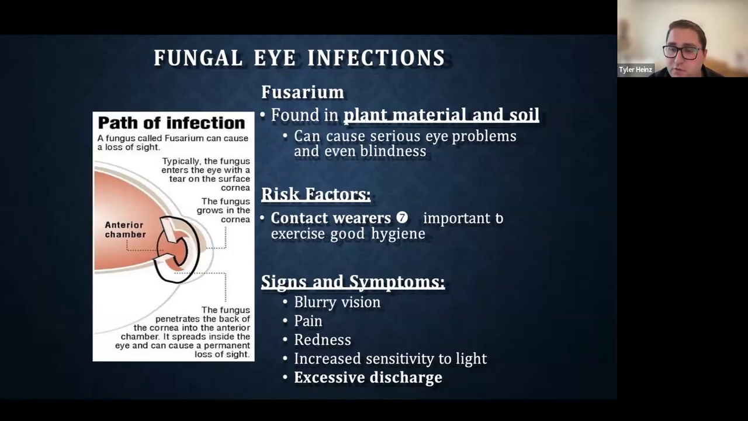And you want to make sure that you really start to listen to the directions. If you have dailies, don't sleep in them. Don't wear them multiple days in a row. Don't swim in them. Those are the kinds of things you want to watch out for in your patients if they're incorrectly using their contacts, if they're not cleaning them correctly.